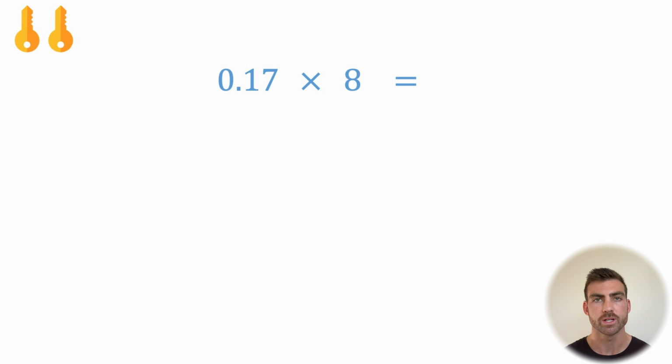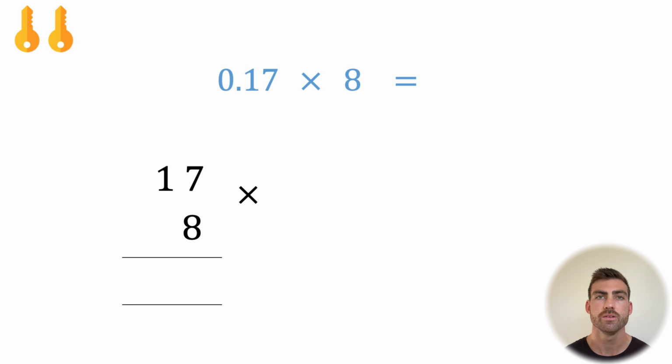If we had the following question, step 1, we set up the question without the decimal point, and now we multiply as normal. Starting with this first column, 8 times 7, which equals 56. We write the last digit and carry the 5 to the next column. Next, 8 times 1, which equals 8. Then we add the extra 5, we get 13.